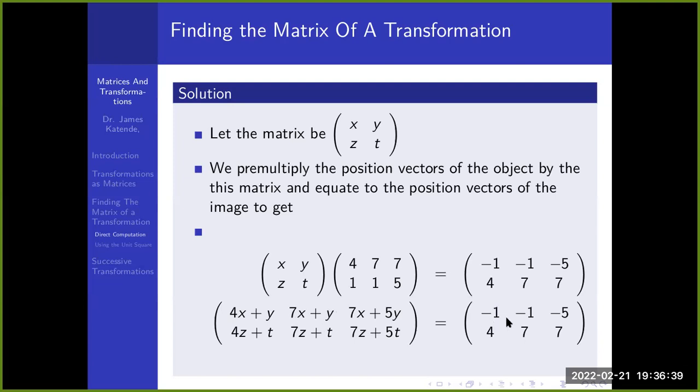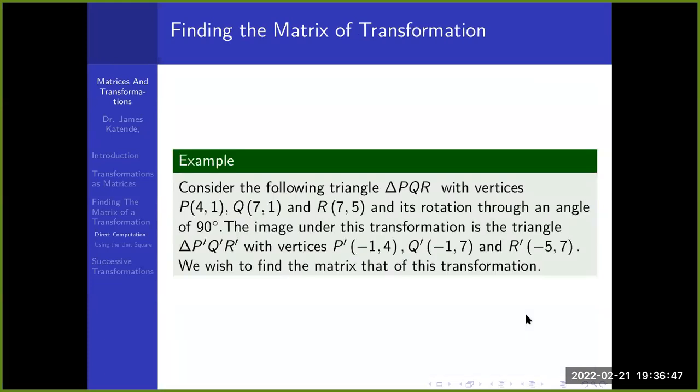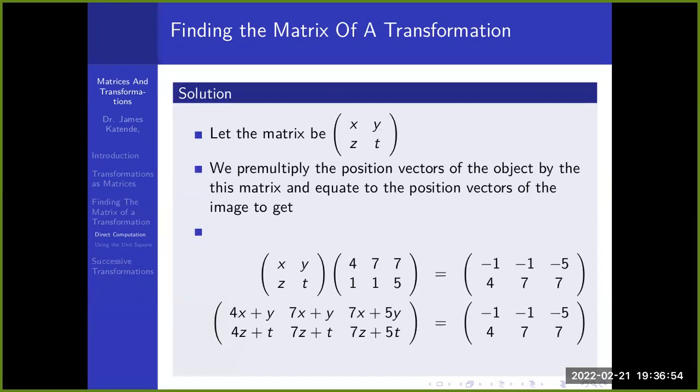7x plus y will be equal to -1 as well. Did I write this correctly? -1, 4, -1, 7. No, it's fine. I wrote it correctly. So we have two simultaneous equations in x and y, and we can do the same for z and t. When we solve those simultaneous equations, we get the values for this matrix. These are unknown right now.